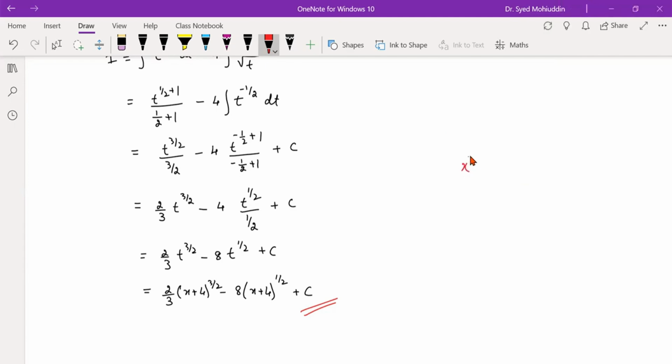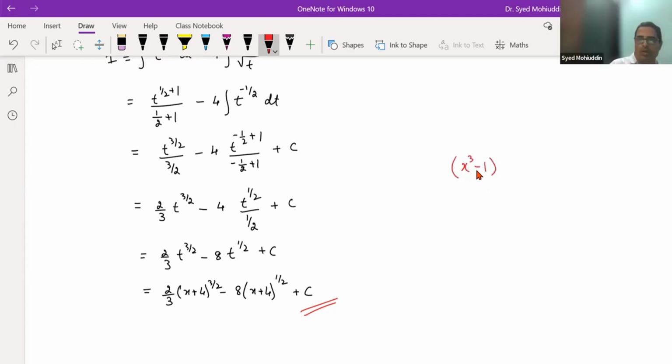Next, x cube minus 1 to the power of 1 by 3 into x power of 5. I'm taking from your textbook only. Then x square by, what is it? 2 plus 3x square, 2 plus 3x square to the power of 3. You try these two. A similar example just now we have solved. Then x plus 2 divided by root of x plus 6.